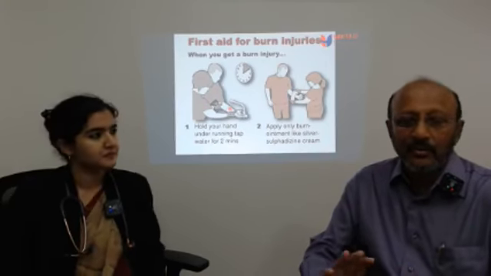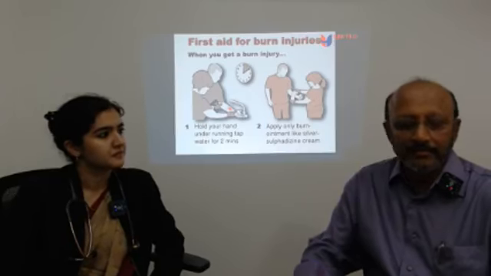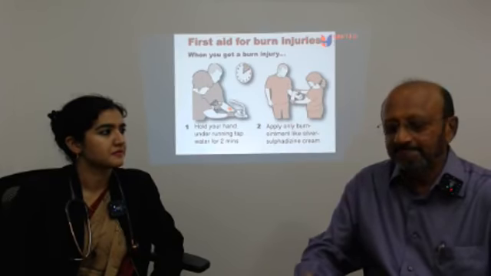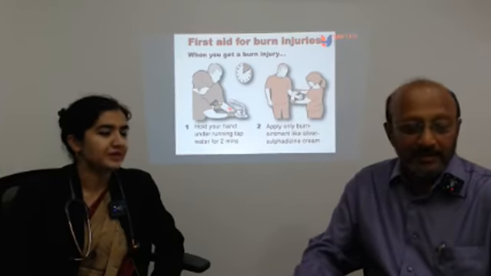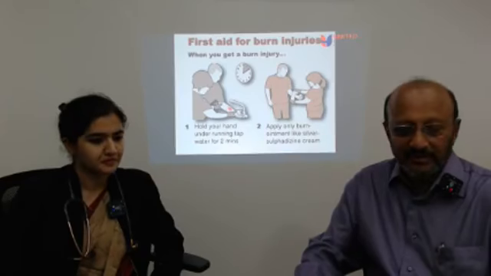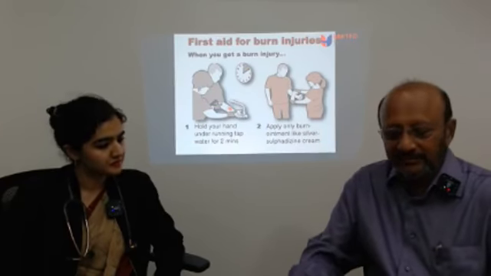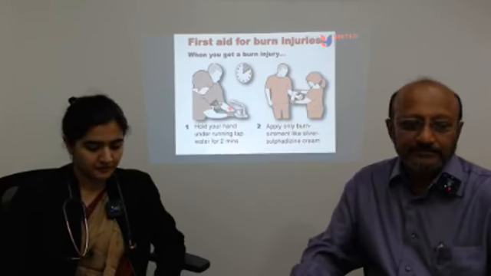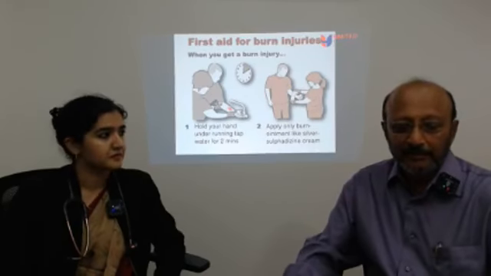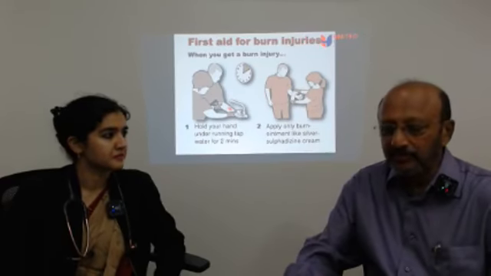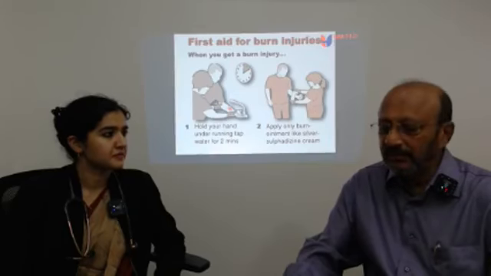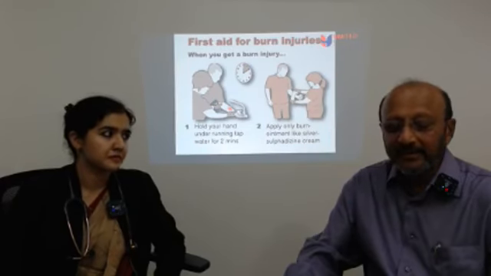You don't apply ointment, don't apply turmeric, don't apply toothpaste or ink, because that will mask the assessment of the extent of burn by the doctor. At the most you can give some painkiller if you have paracetamol, or you can give a little bit of water to drink, but don't make them eat anything.